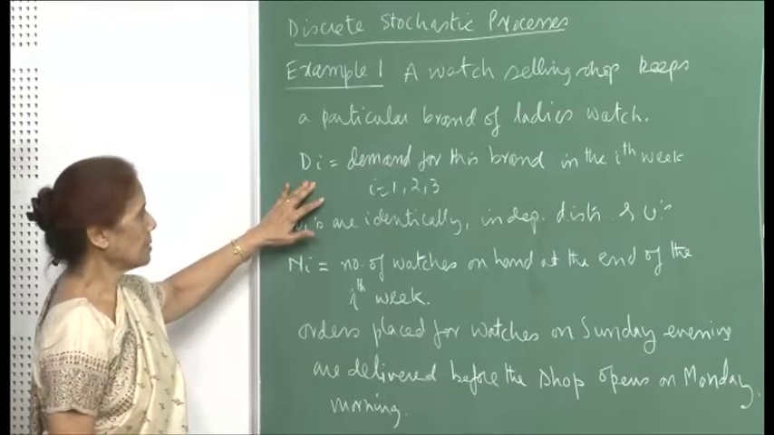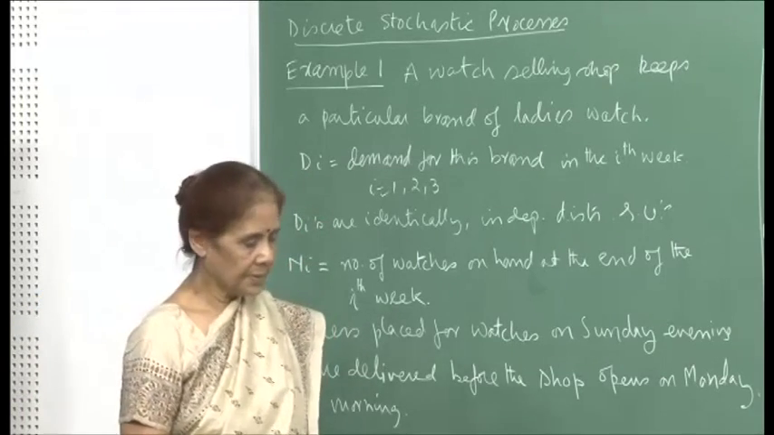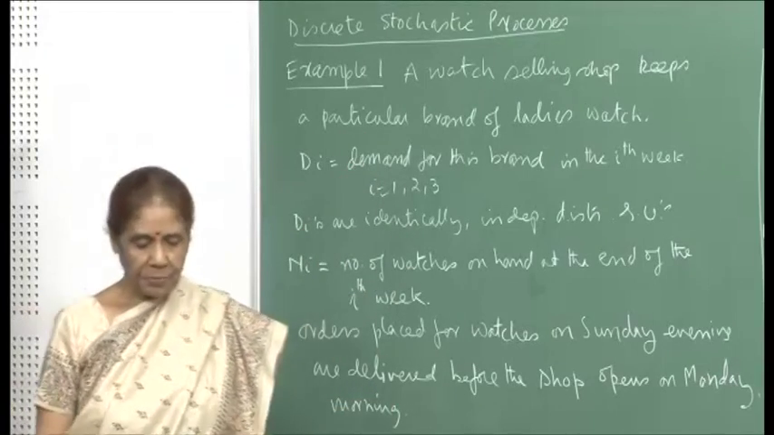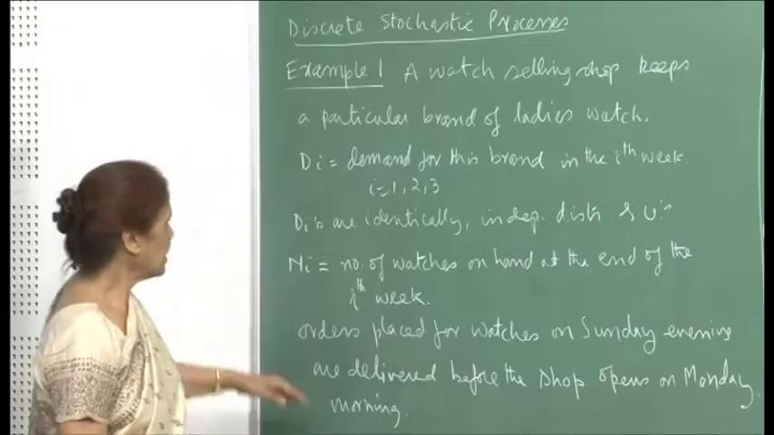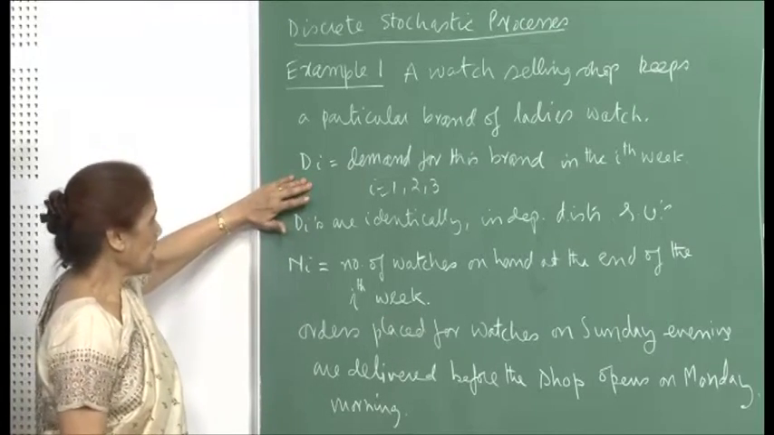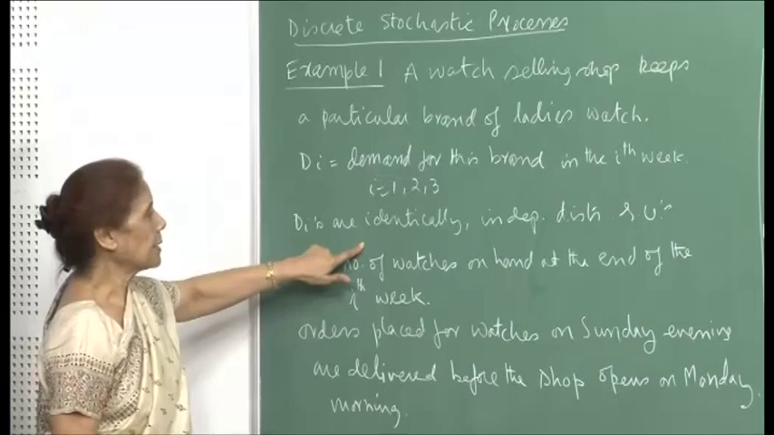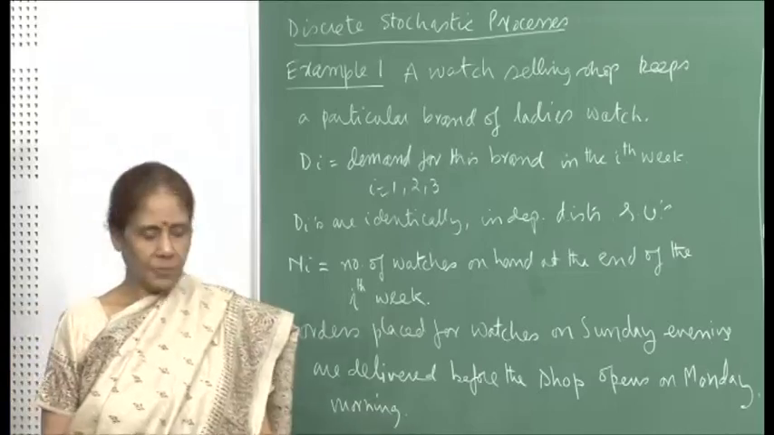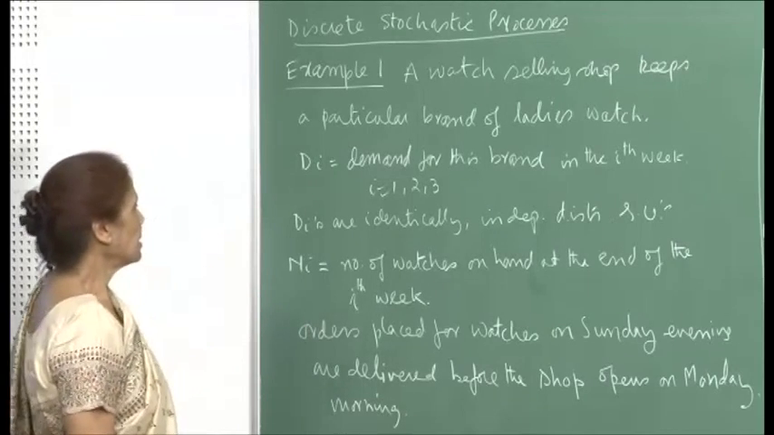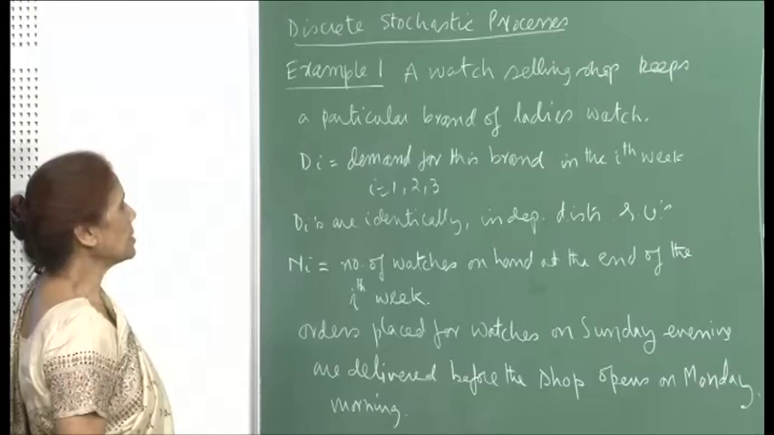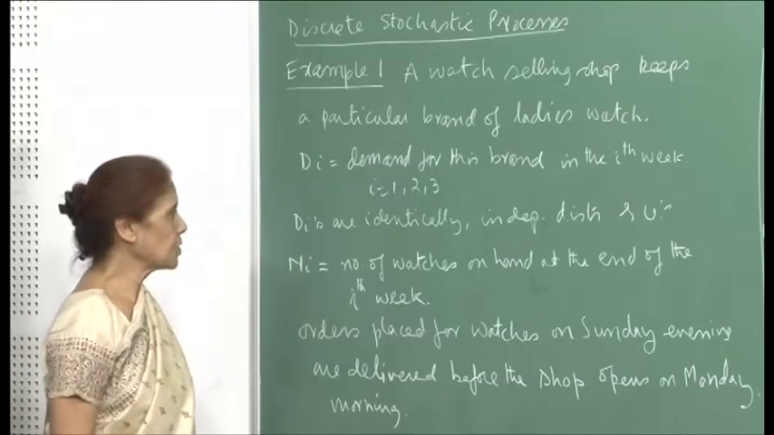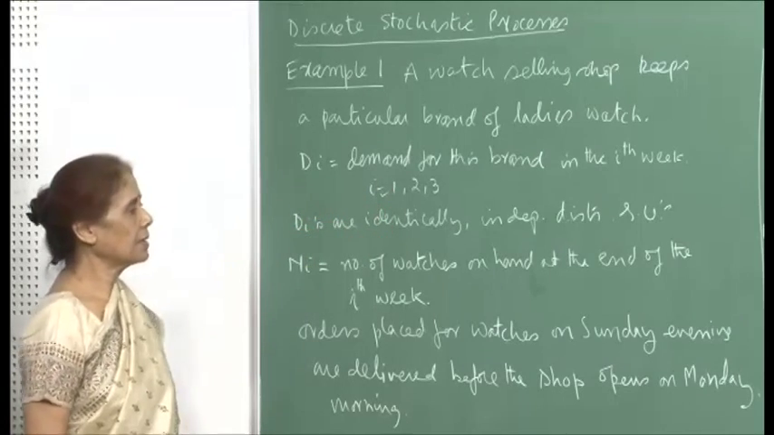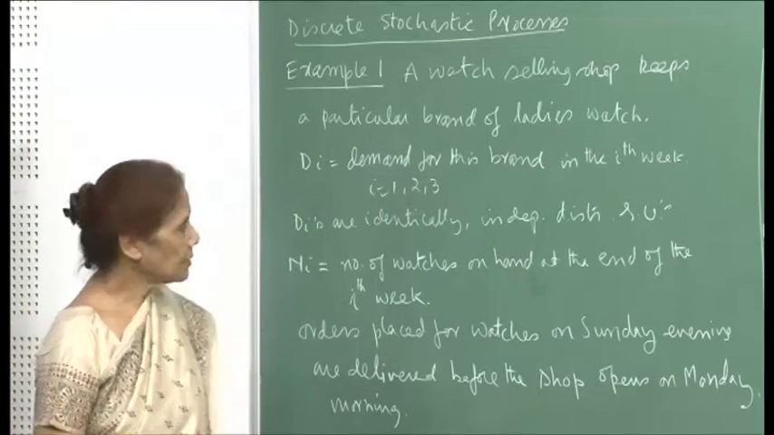And these Dis are random variables, because the demands are not a certain commodity, because otherwise the shopkeeper's job will be very easy. So, here the Dis are random variables, and they are identically independently distributed random variables. So, this one simplification has been added here. The Dis are not known, they are not certain events, but they have the same distribution and are independent. That means the demand in the first week is independent of the demand in the second week and independent of the demand in the third week.